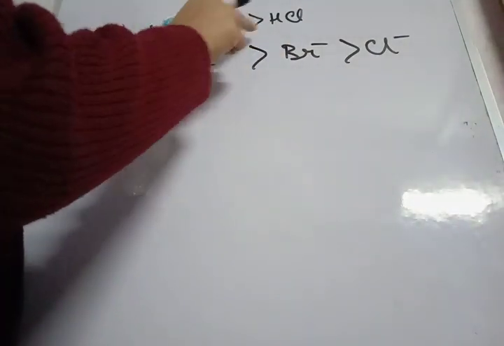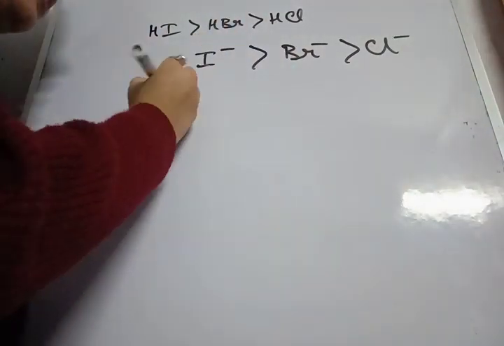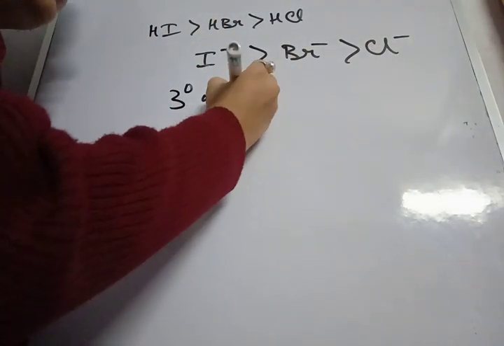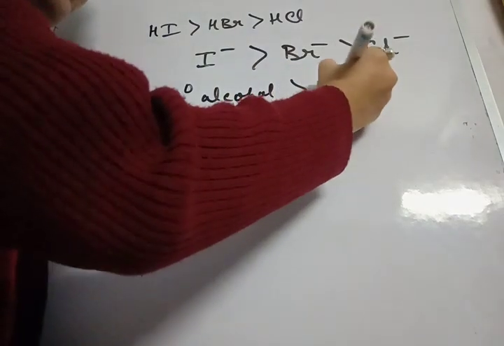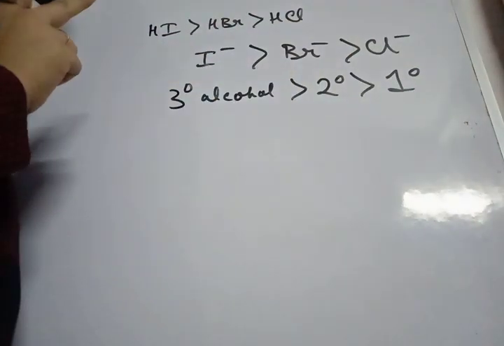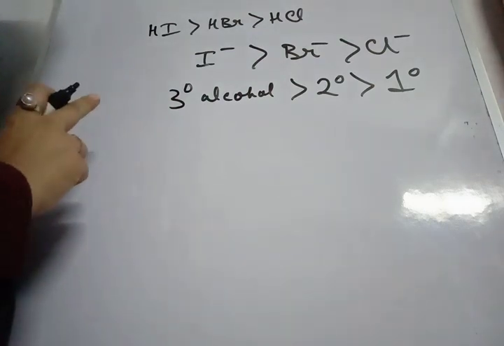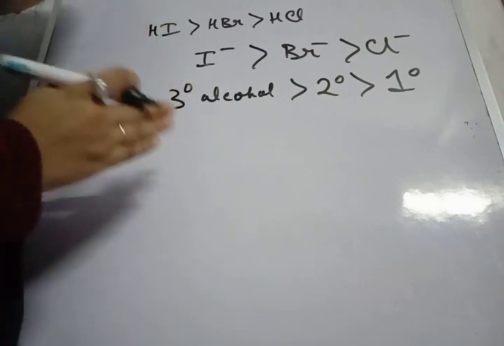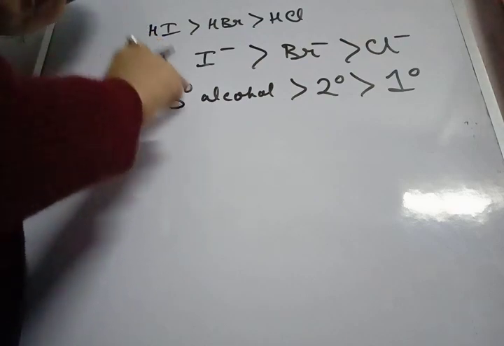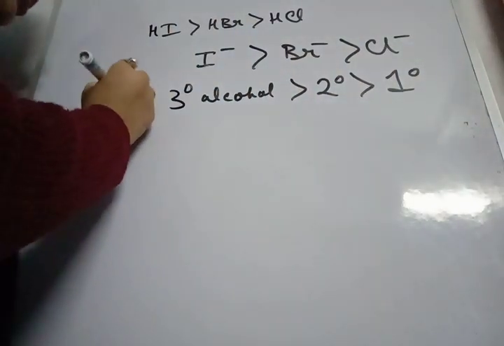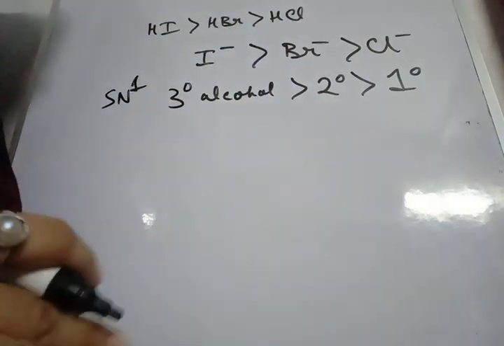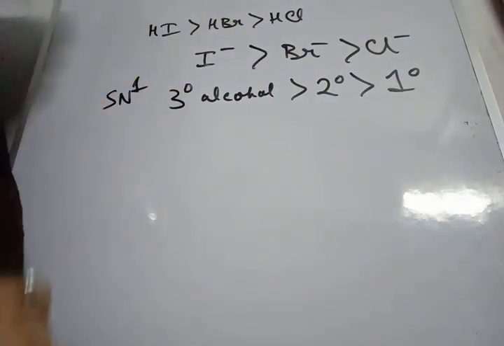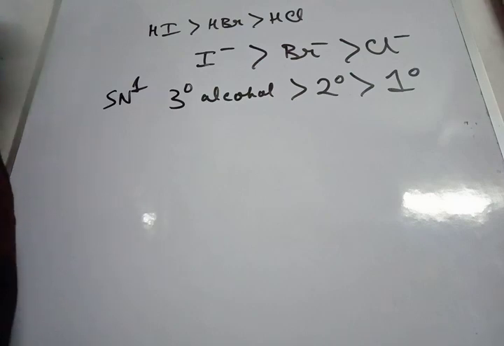That means if I give the order with respect to carbocation intermediate, then what should I write? These are the order of halogen acids and the nucleophiles. If I write the order with respect to alcohols, 3 degree alcohol greater than 2 degree alcohol greater than 1 degree alcohol. If I am considering the carbocation step, that means if my alkyl group is a tertiary alkyl group, that carbocation will be maximally stabilized. That's why I am saying 3 degree greater than 2 degree greater than 1 degree, if I am focusing on SN1 mechanism. But if I focus on SN2 mechanism, the reverse order will be there. We will discuss this when we do the SN1, SN2 mechanism in detail.